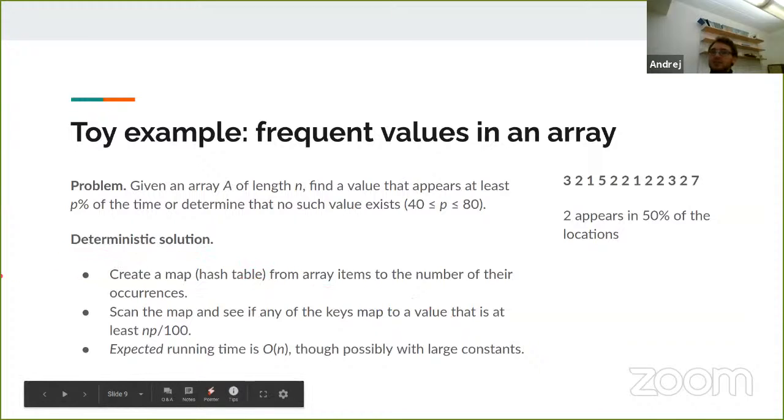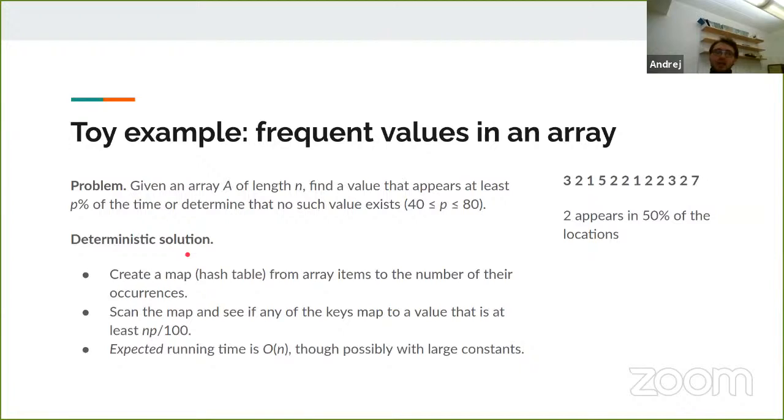Now, you can think of an alternative solution that you will hear claims runs in linear time, and for the most part it does. So this is a solution based on hashing. You create a map from array items, from the values you see, to the number of their occurrences. So you have to scan the array and you fill in this hash table. Then you scan this map and you see if any of the keys map to a value that is at least n times p over 100. And if there is, then you return yes, otherwise no. And this is guaranteed to work.